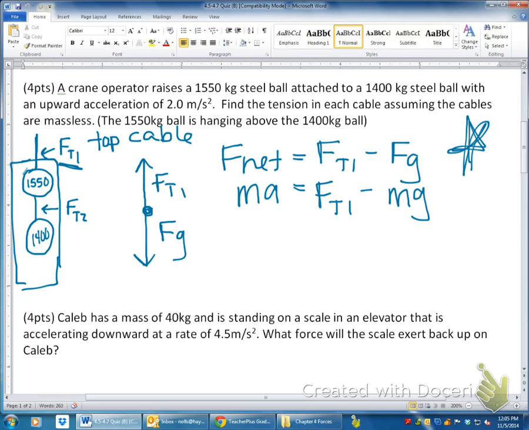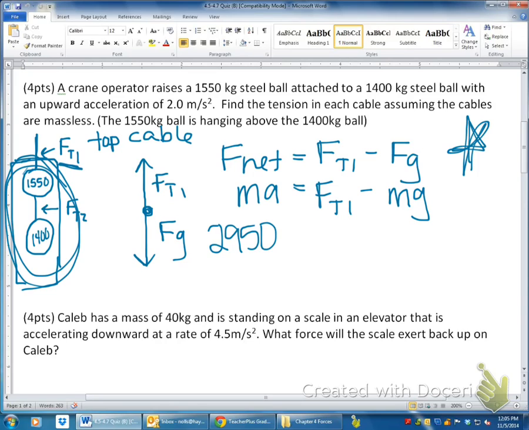Mass times gravity. Very good. Okay. So since we're looking at this whole system right here, what's the mass have to be? Exactly. Those two added together. So 1550 plus 1400 needs to go in for our mass. So I'm just going to add that.